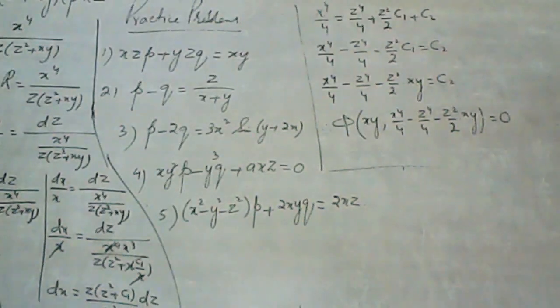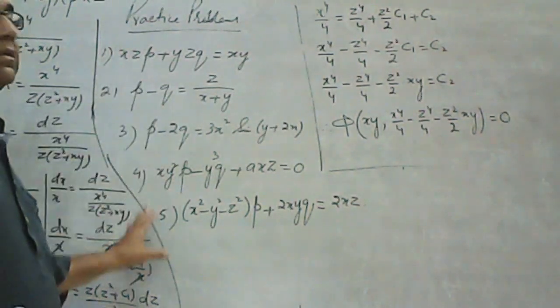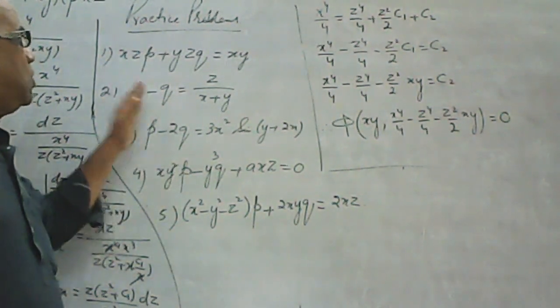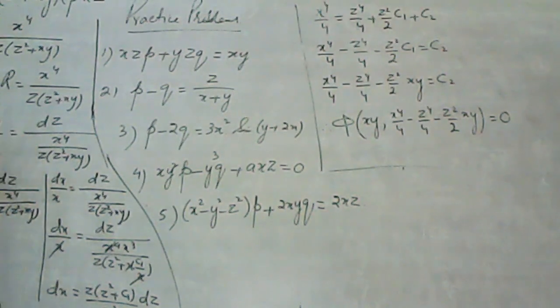So I wrote a few examples for you. These examples belong to the property that only one pair is possible to solve.